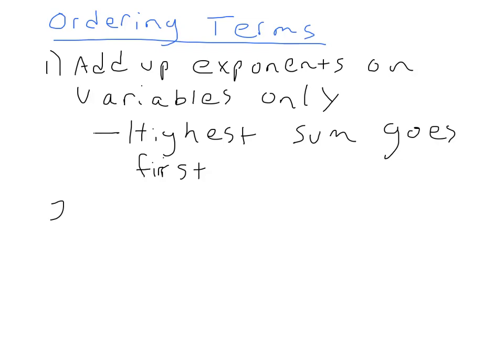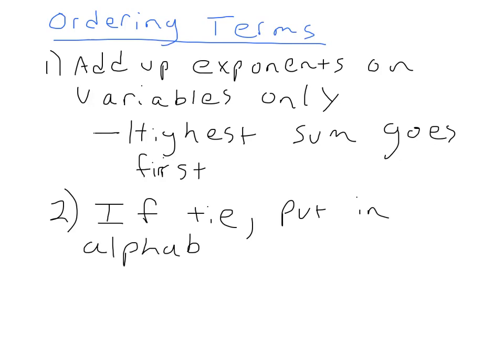Okay? Second kind of rule with this is this. So if we have a tie, put in alphabetical order. So if there's a tie, we're going to put them in alphabetical order. Okay? All right, let's do a few examples of this.